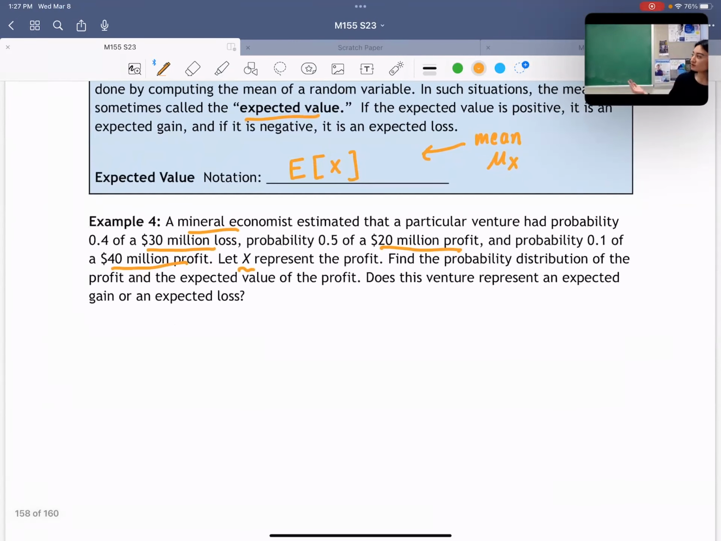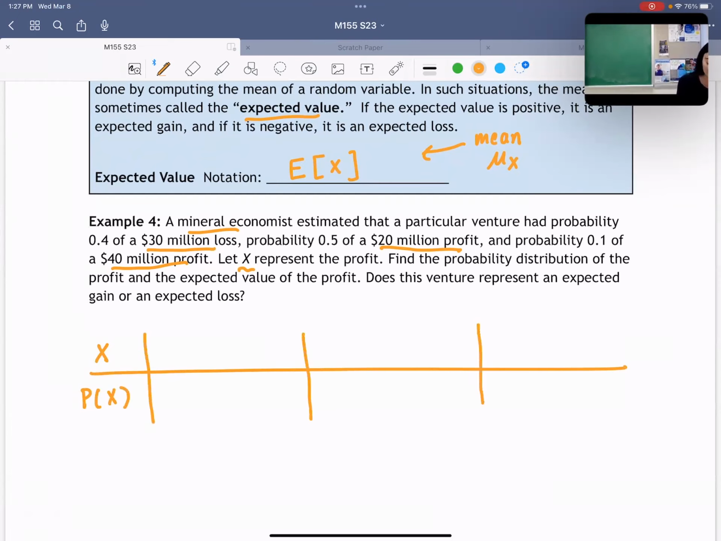Whenever we make a chart, X is going to be on one of the rows. The probability of X is going to be on the other row. And we basically have to fill in all the things that can happen and then the probabilities of each of them. What do you think is going to go in the X row? Yeah, all the losses and the profits, right? Now, I'm a math person, so I don't like writing million. I think that's a little bit redundant, especially if everything's in millions. So instead of saying 30 million, I'm just going to write 30. Instead of saying 20 million, I'm going to write 20. And instead of writing 40 million, I'm going to write 40.